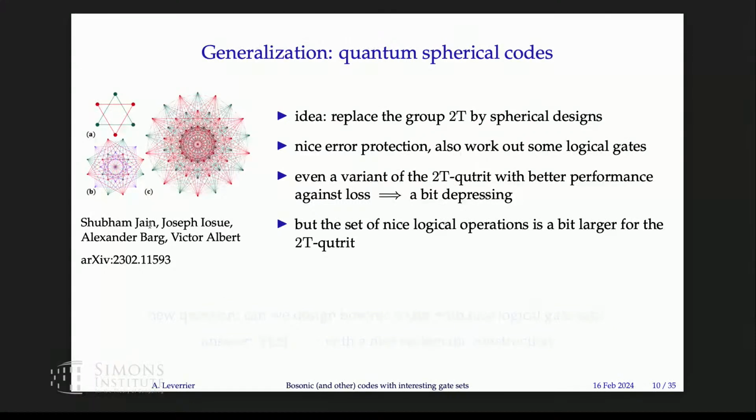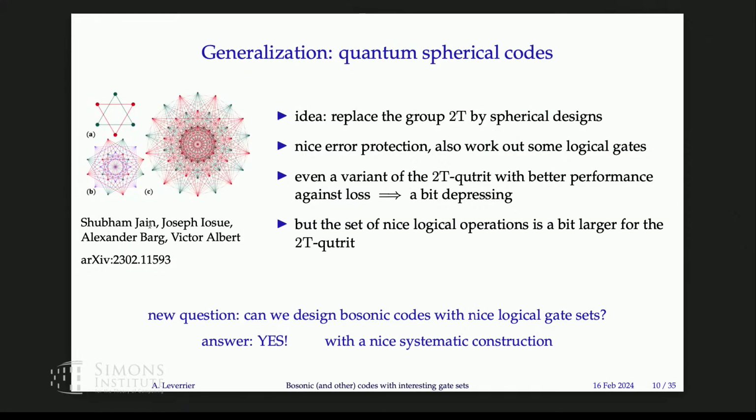Then I was trying to figure out the differences between their code and our code. And what happens is that our code has a slightly bigger set of nice logical operations that you can do. And this led us to ask a new question: can we design bosonic codes that have a lot of nice logical gates?